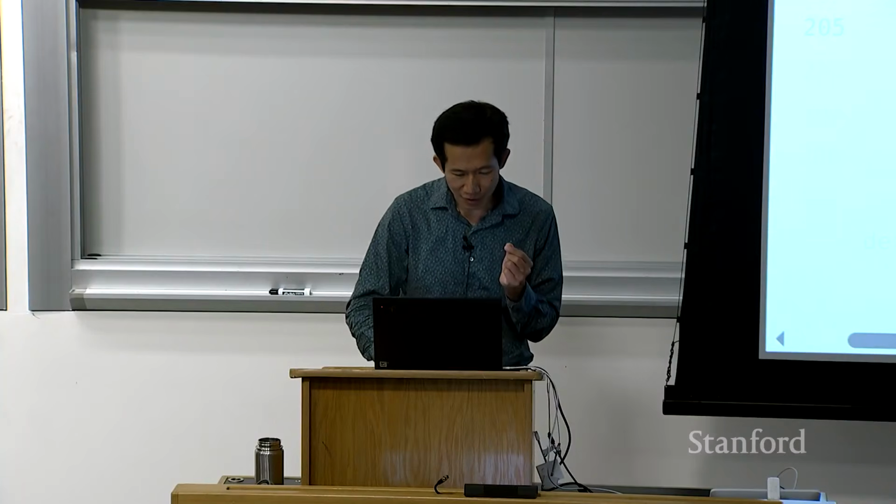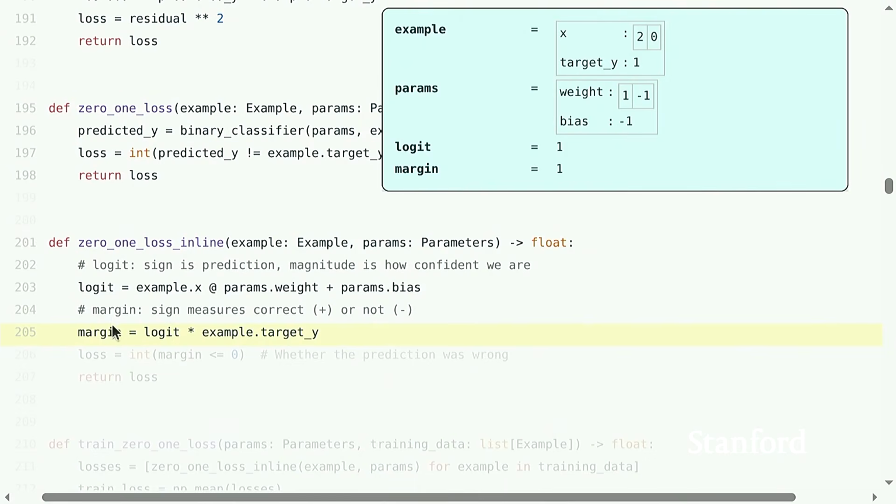But the sign is what determines the ultimate classification. So now I'm going to define the margin as simply the logit times the target y. The target y is +1 or -1, and you can just think through the cases here. So what is the sign of the margin? The sign of the margin is basically whether you're correct or not.